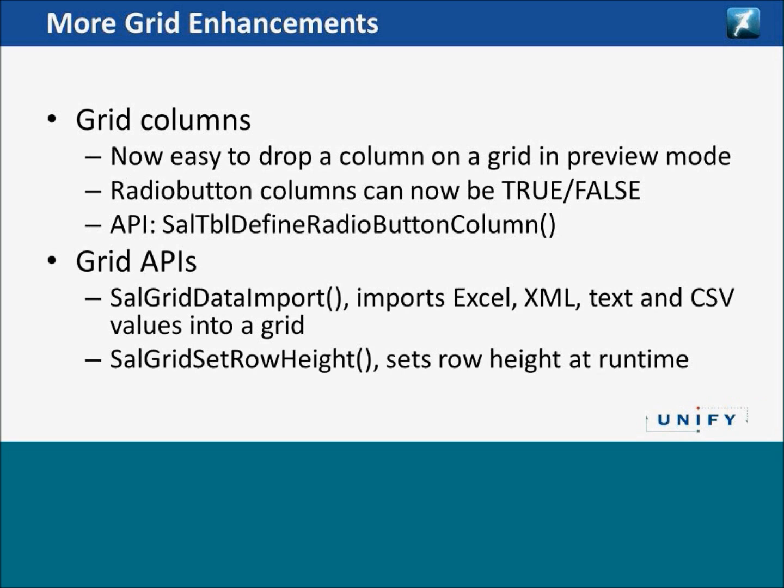And then there's additional grid APIs that we added. SAL grid data import imports Excel, XML, comma separated values, text into a grid. And another function called SAL grid set row height, which sets the row height at a percent value of the initial value, which has been requested because the row height of the grid had been slightly different to the row height of table windows. So you can adjust that yourself.